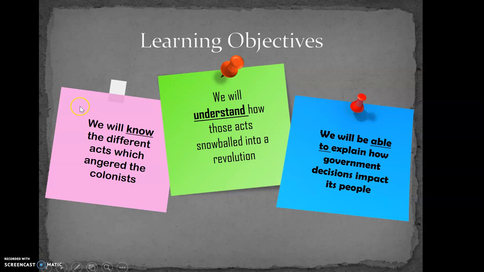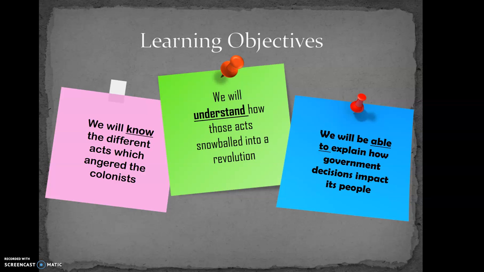So it's somewhat scaffolded in that the first one deals with being able to identify all of the different acts and taxes and laws that have been imposed on the colonies. That's strictly just identifying them and being able to detail what they are. And then you will be able to understand how those snowballed and actually generated into a revolution. And then lastly, you're going to understand how government is able to impact its people through its decisions.